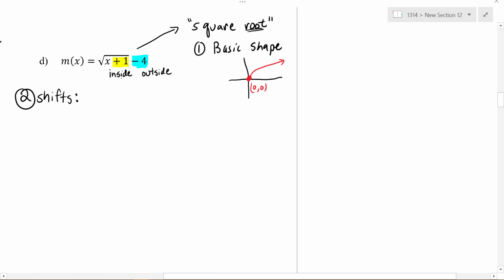Okay, so if I add a 1 on the inside, that's going to shift our graph which direction? Okay, good, to the left. So it goes in the opposite direction of the sign. So it's going to shift to the left 1 unit. And then what do I do when I have a -4 on the outside? Okay, good. We're going to shift down 4 units.